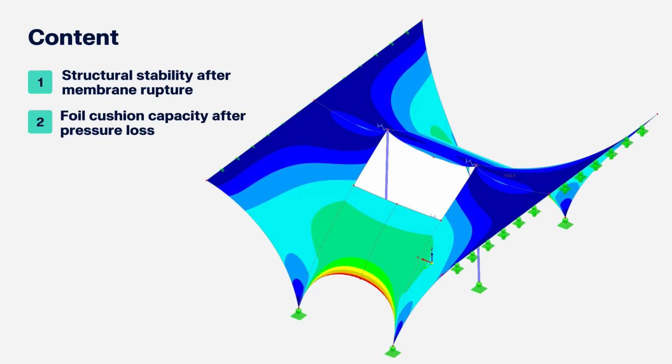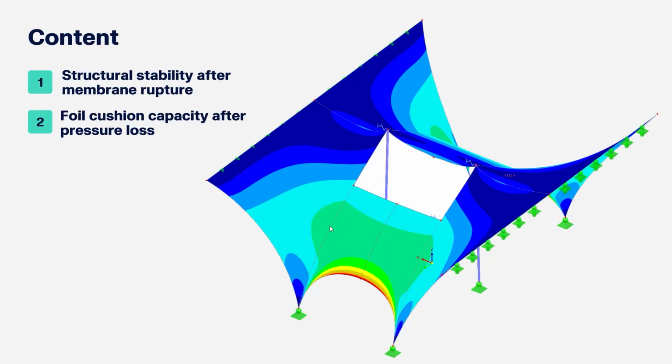We're going to lose the stiffness of one of the panels and are going to analyze how this affects the rest of the structure. And the second model I brought is a foil cushion that loses its inner pressure and therefore becomes prone to ponding loads, for example. And yeah, this will be the second case. Why are we looking at this or talking about that?